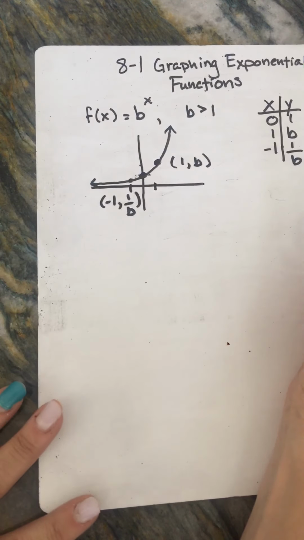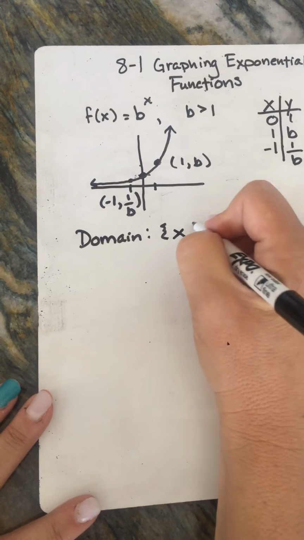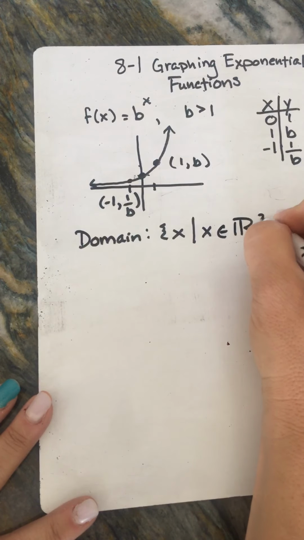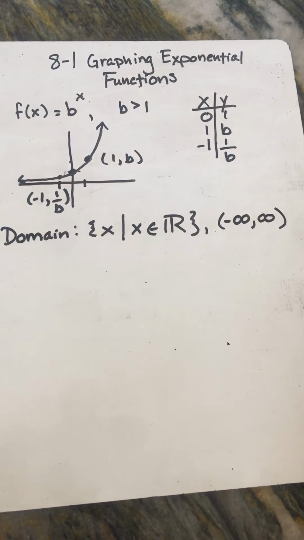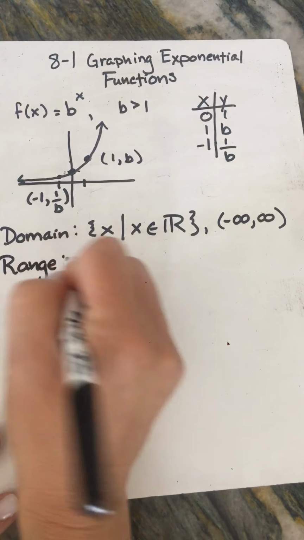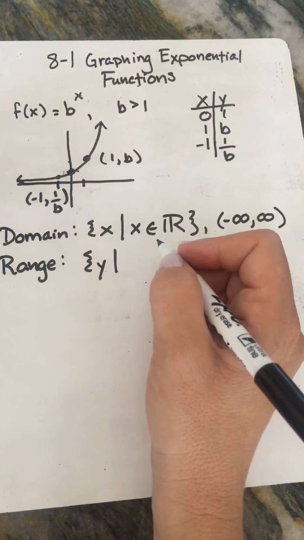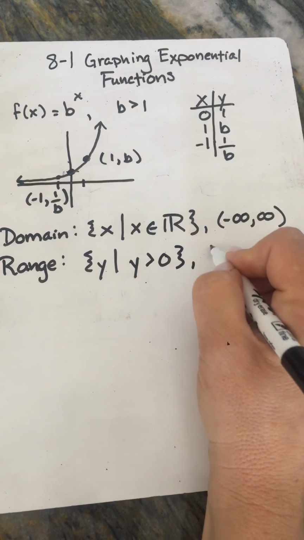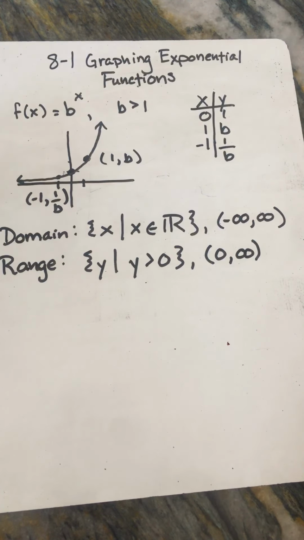So let's talk about our domain and range. The domain of this function, or your input: what is your input allowed to be? Your input can be anything. So x is part of the real numbers. Okay, that's your set builder notation. If you want to use interval notation, you can do negative infinity to positive infinity. Either of those would work. And then your range, or your output, y, such that, notice all of your y values are above the x-axis. So y is greater than 0. Or if you're going to do your interval notation, you're going to go from 0 to positive infinity. So there's your domain and your range.